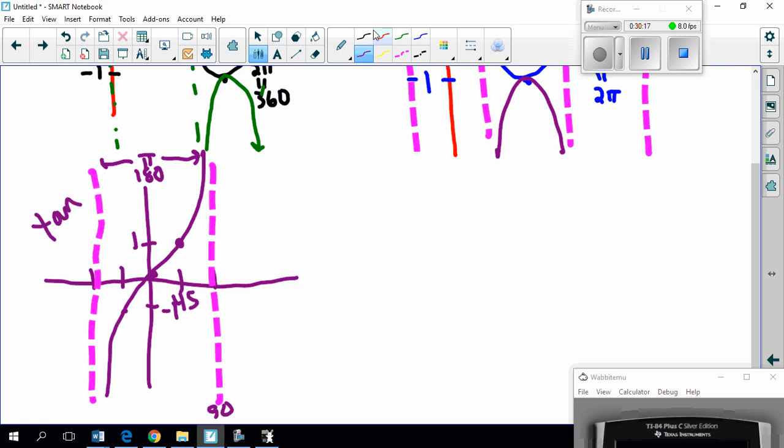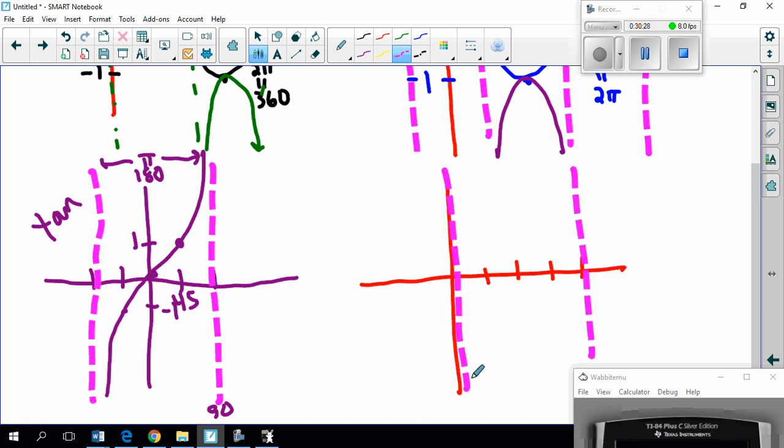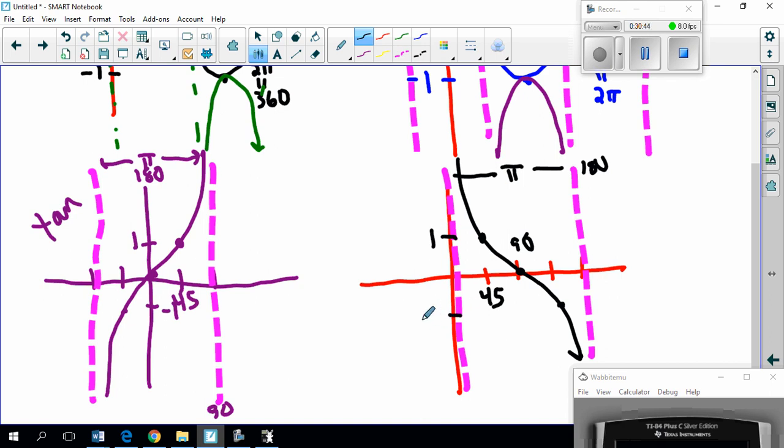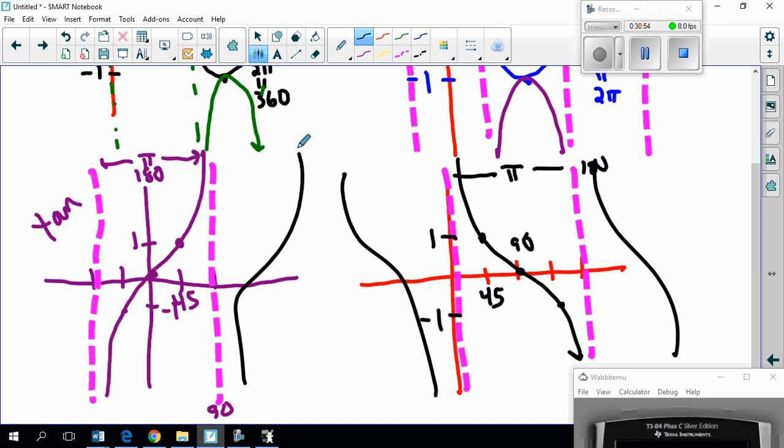Once again, I'm not even trying to make this nice. Cotangent looks very similar to tangent. You go 1, 2, 3, 4, drop in some verticals, do a point here, a point here, a point here, and approach your verticals. This distance is pi, meaning 180 degrees, making this 90, making this 45, and this is 1, and negative 1. And both the graphs repeat forever, meaning repeat, repeat, repeat. Probably just destroyed my paper.